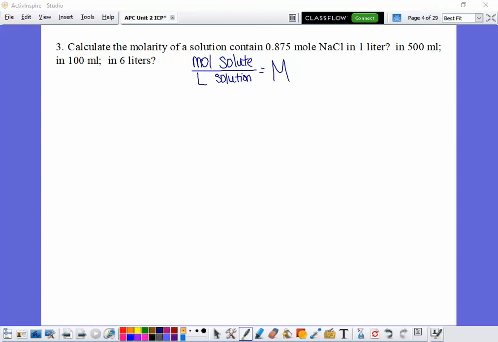So take a moment to go through and do these calculations. All right, so now that you've had a chance to do these calculations, I'm not going to go through how to do them all, but let's say 1 liter was 1, this one was 2.